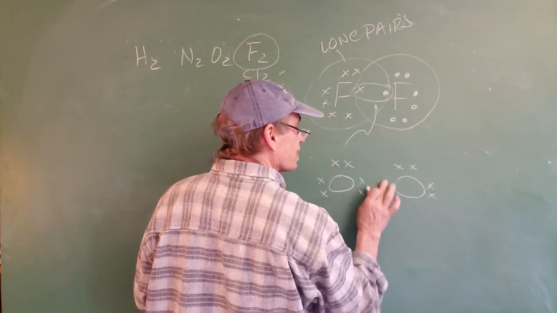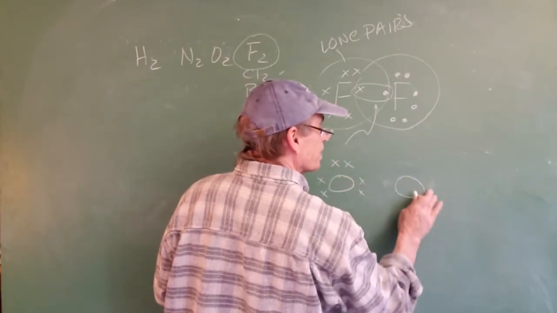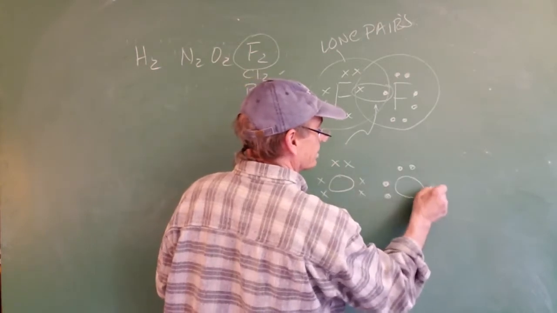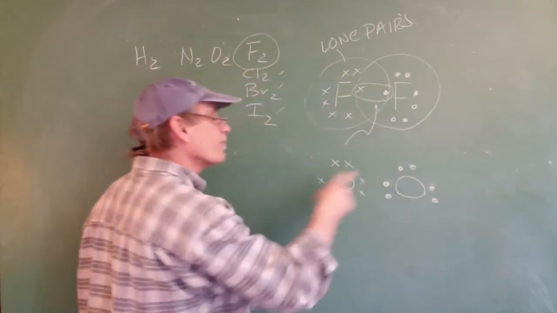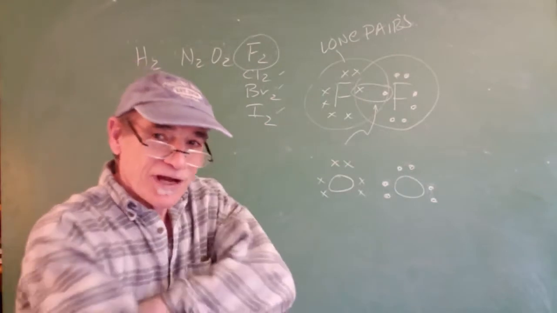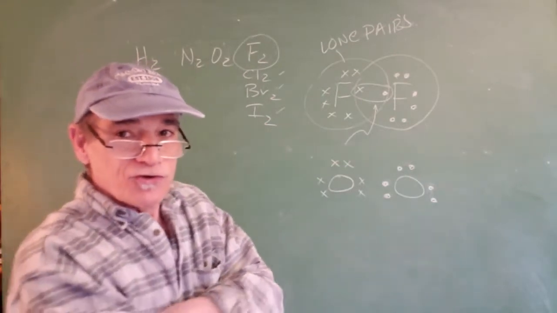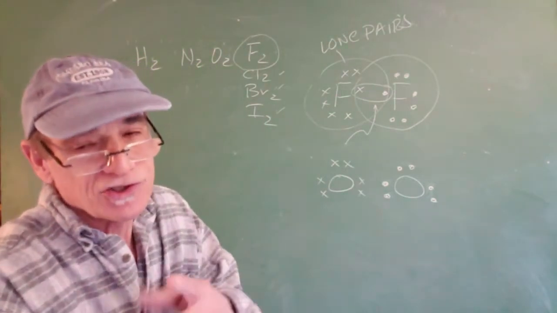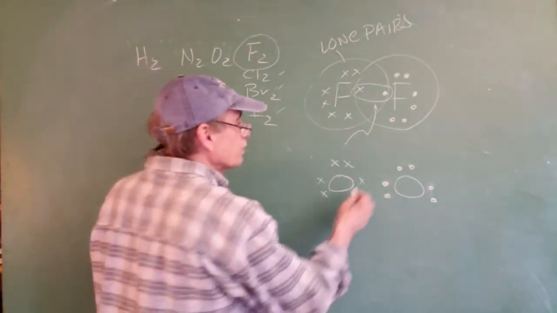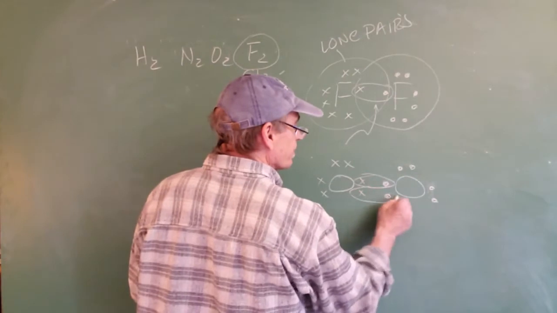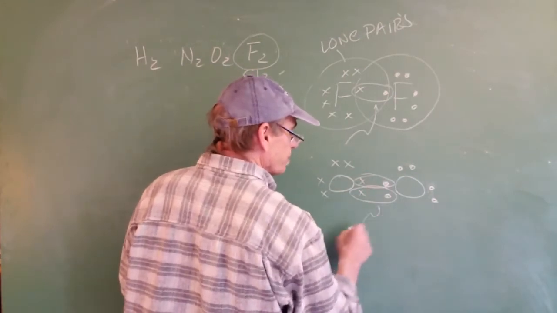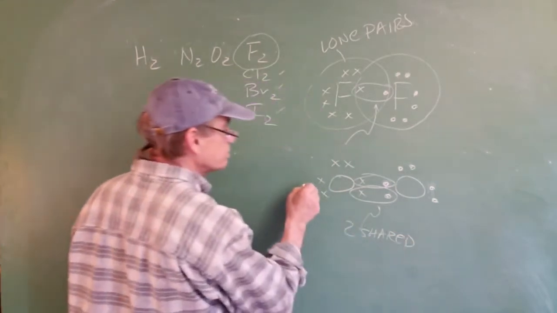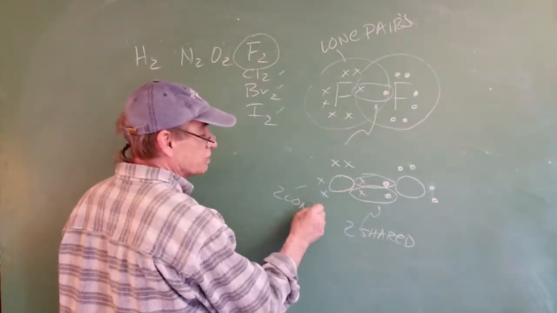that also has 6. I'm sorry, I was using dots on one and X's on the other. Let me at least be consistent. But in order for it to meet its need for 8 electrons, each of the oxygens is going to have to kick 2 into the common pot, because they each need to get 2 in this bargain. So they're going to share 2 pair between them. So 2 shared pair, 2 lone pair each.